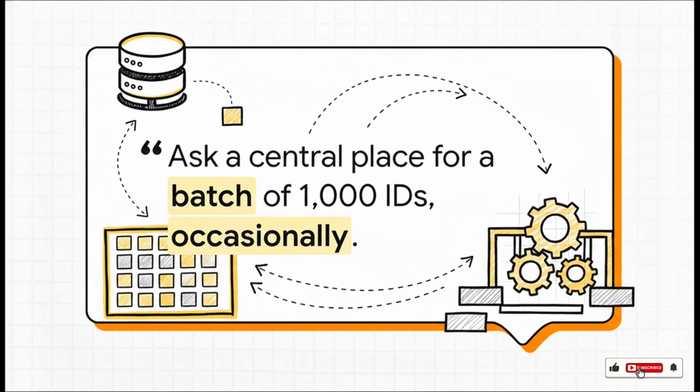This quote right here is the massive aha moment of the entire design. We went from ask a central place for one ID every single time to ask a central place for a batch of 1,000 IDs occasionally. By batching the IDs like this, the coordination overhead drops to practically zero. We've completely removed that single point of contention. And even better, we're preventing overlapping collisions by strict structural design, rather than just crossing our fingers and relying on mathematical luck. It's a real game changer.